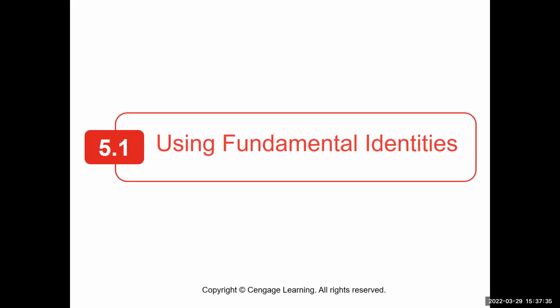When I say cosecant of theta equals 1 over sine theta, this is an identity. So basically it's formulas. That's the meaning, formulas. We're going to see a lot of them.